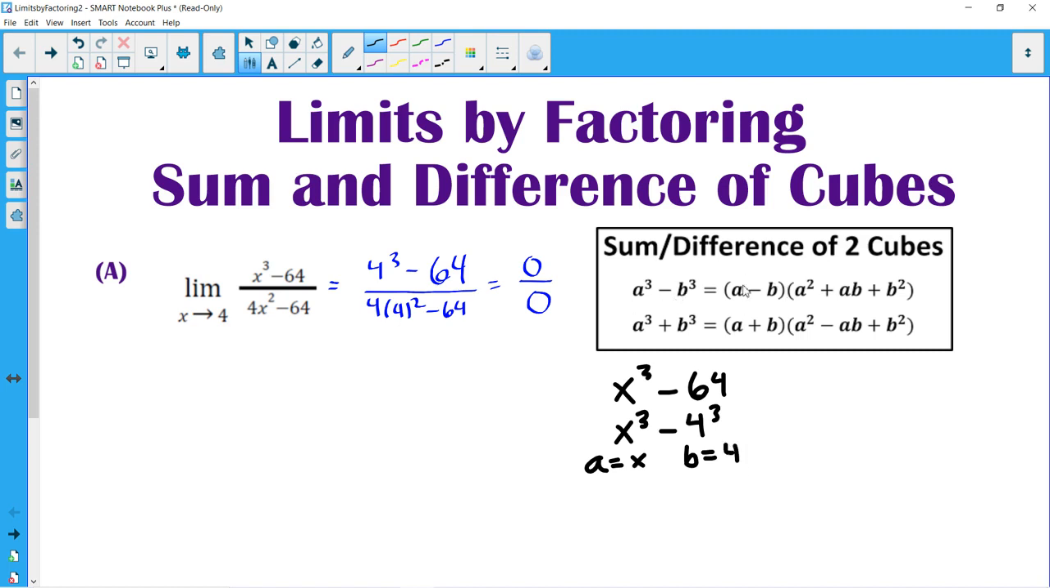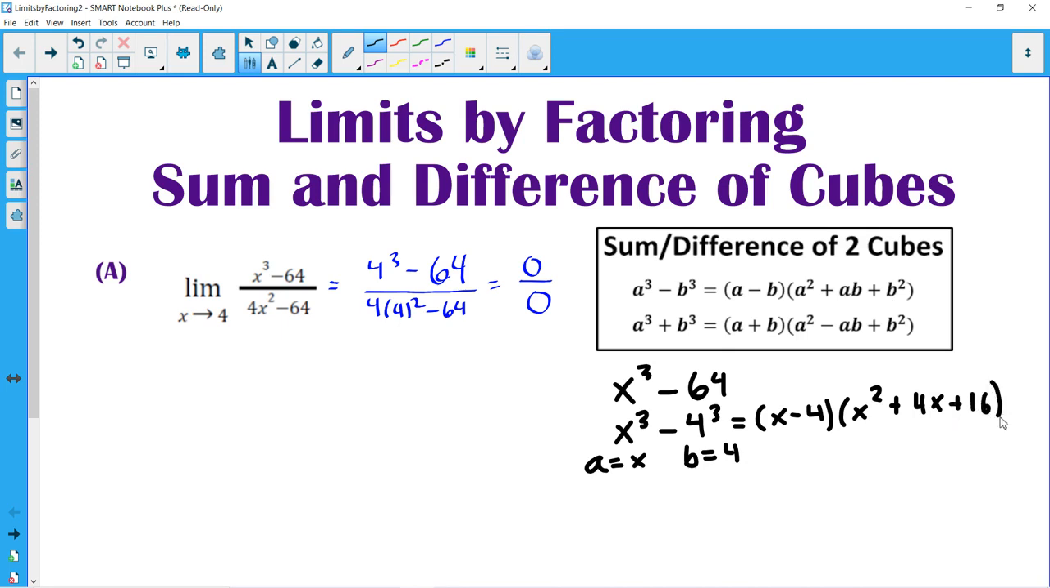So now all I need to do is to factor this, to go ahead and put the x and the 4 into this guy. So my x cubed minus 4 cubed is going to be equal to a minus b. So in our case, x minus 4. And then we have this guy right here. It's a squared, which is x squared. And then I have a times b, which is x times 4. Now I'm not going to write it x4. I'm going to write that as 4x. And then I've got b squared. So I've got 4 squared, which is 16.